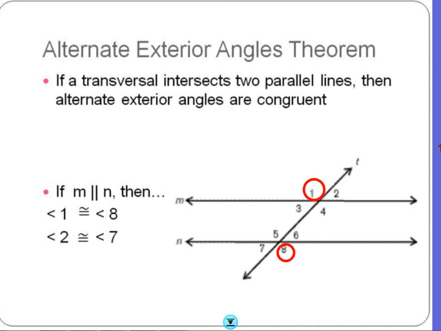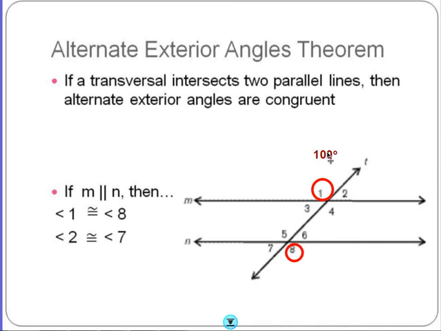So if angle 1 is 100 degrees, then we know angle 8 is congruent, so it also has to equal 100 degrees. Then another example would be 2 and 7, which are alternate exterior angles. In this case, angle 2 would have to equal 80 degrees. So then angle 7 is congruent, so that also has to be 80 degrees.